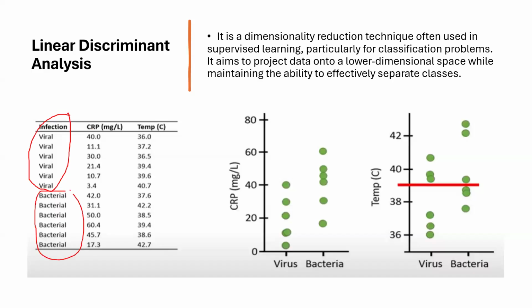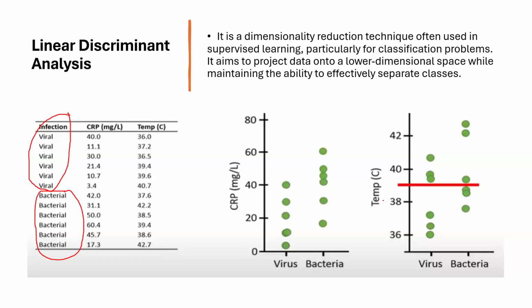Now I have drawn some diagrams here. I took the graph, and on the y-axis I have taken CRP values, and I plotted different values on this particular graph. These are the CRP values for the patients with viral infection, and these are the data points for the patients with bacterial infection. Similarly, I have drawn the temperatures of different patients, and this is how they look. These are the data points of different patients.